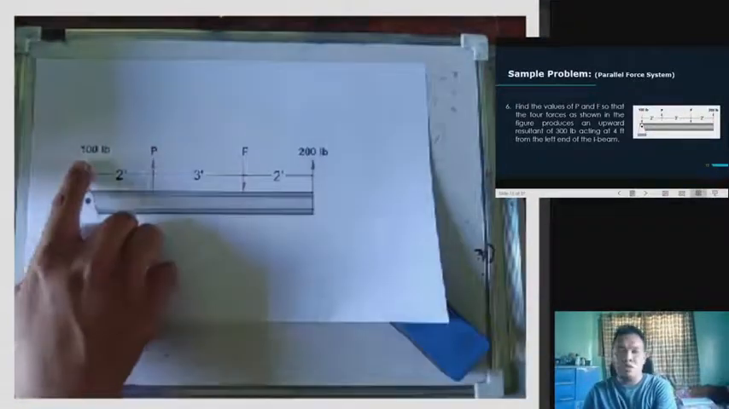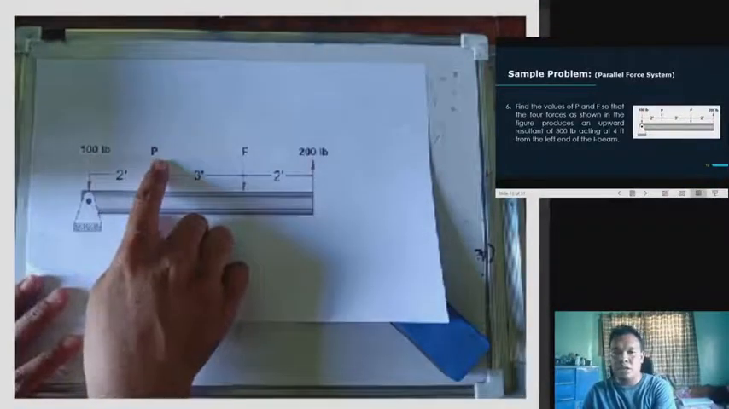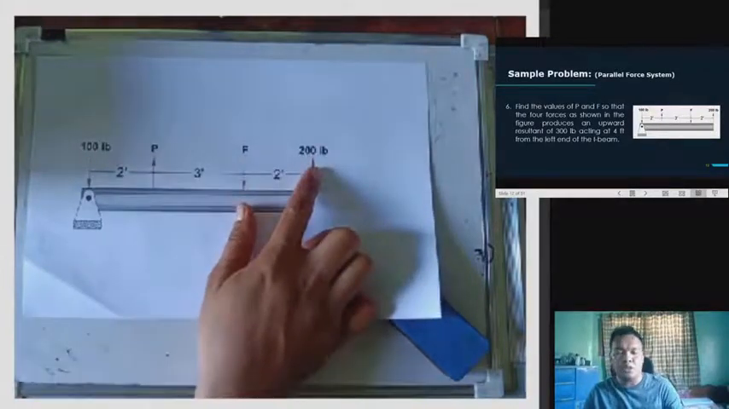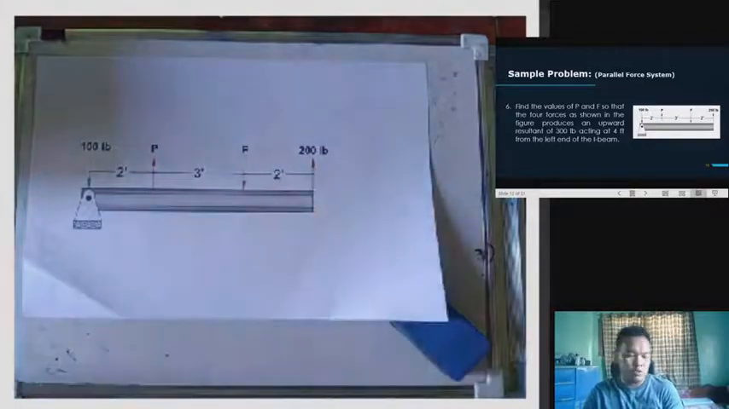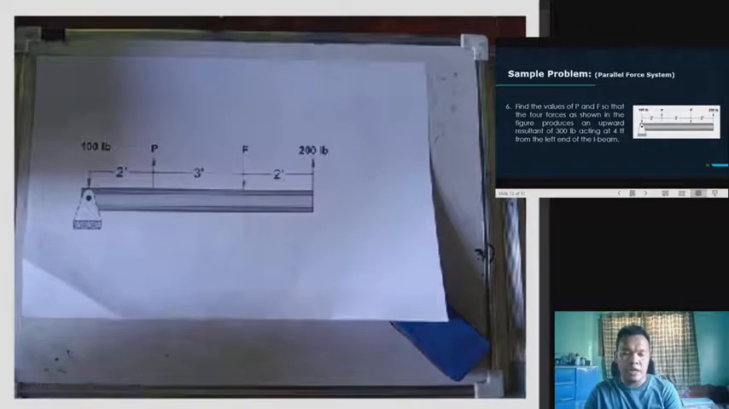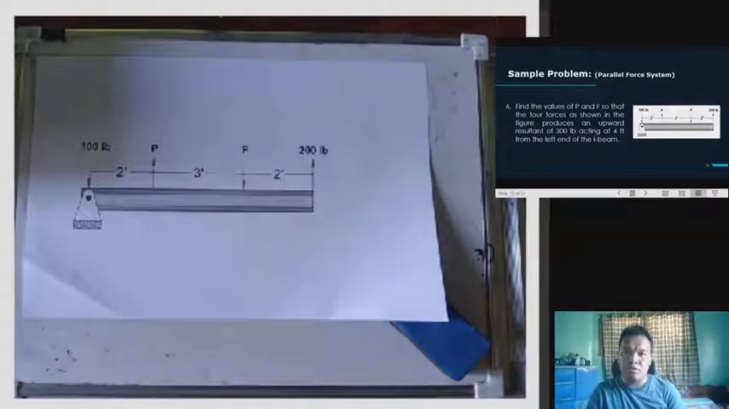So we have here 100 pounds, P, which is unknown, F, force, which is unknown also, and 200 pounds, which is given. Then the given also, the resultant force, which is 300 pounds going upward, acting 4 feet from the left of the I-beam.